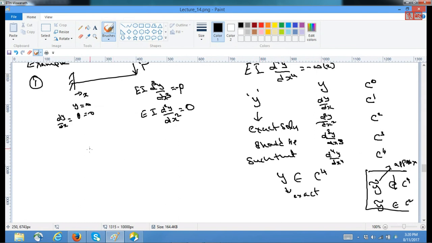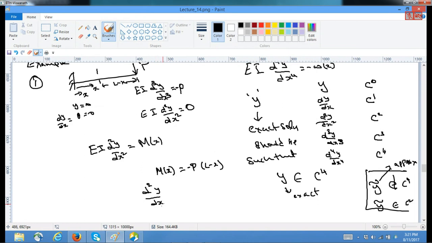I can solve it in this manner. So this m means m of x. I will start with this. At any given section x from the support, since this is x, this would become L minus x. So the moment at this place, m of x, is equal to P into L minus x with a negative sign, because it is a clockwise moment. So EI d square y by dx square equals minus P into L minus x.